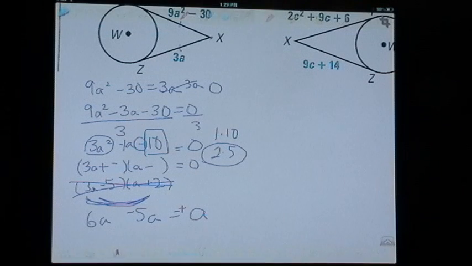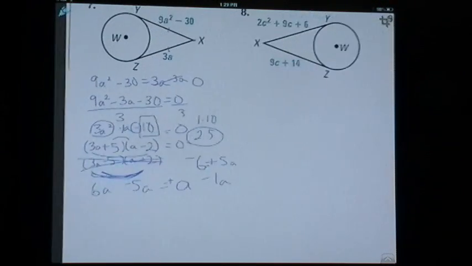Put the 5 here where it's positive and the negative 2. There we go. Okay, now that is going to give us 3a times negative 2 is negative 6a, and 5 times a is positive 5a, which gives us our negative 1a in the middle.